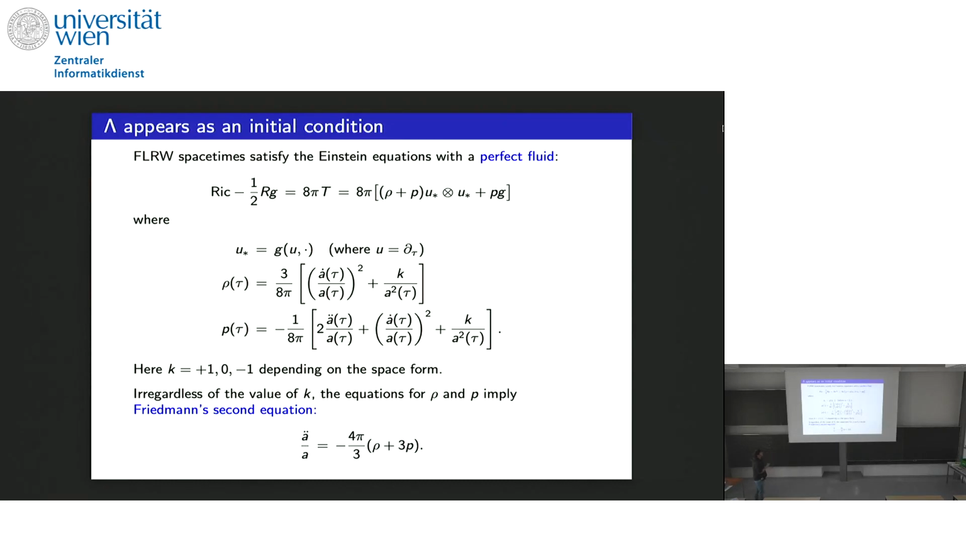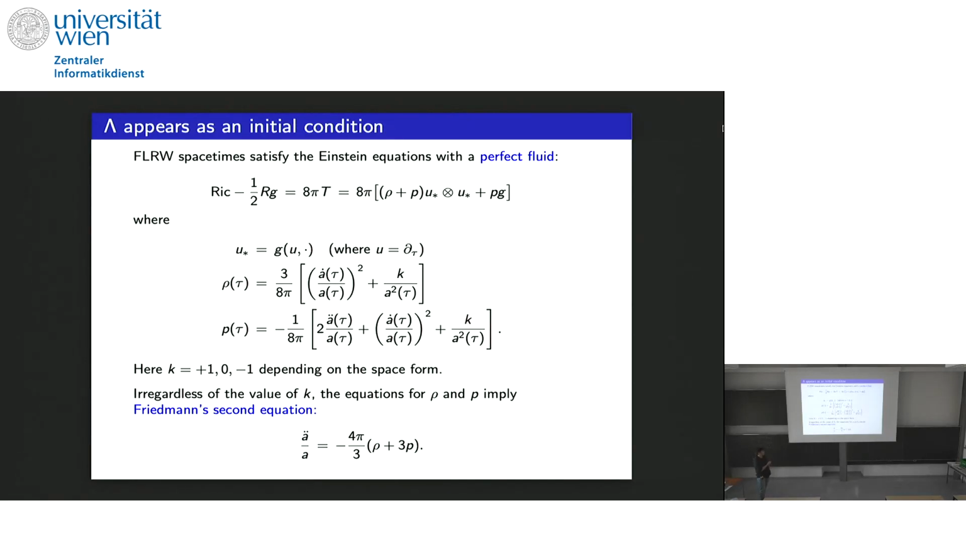And so what are these ingredients? The Einstein equations are given by this. This is the stress energy form for a perfect fluid. Here U is just d by d tau, and U star is the one form metric equivalent to it, and rho and p are defined as this. Physically they represent the energy and pressure of the perfect fluid. But again, it's a theorem that this is true for these spacetimes where rho and p are given by this expression. Here K is 1, 0, or -1 depending on the space form.